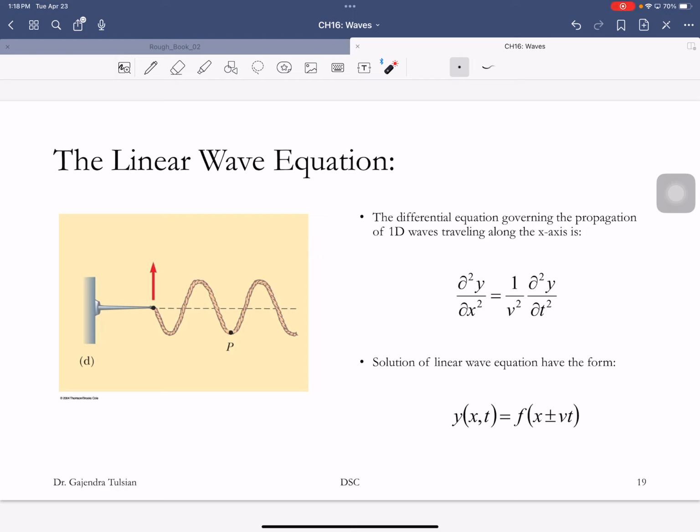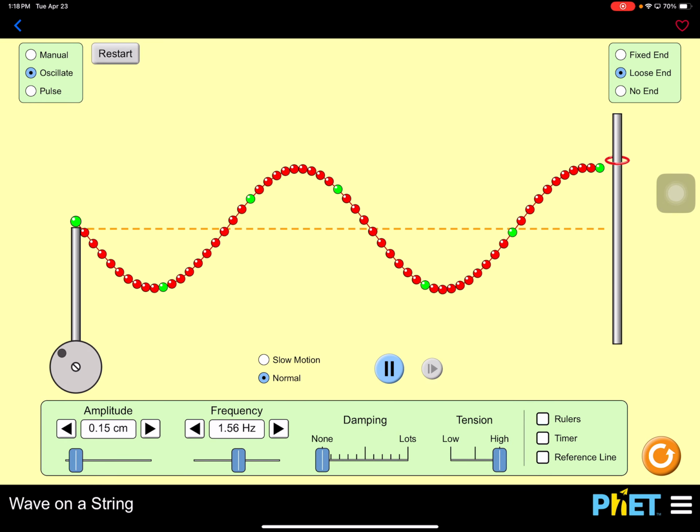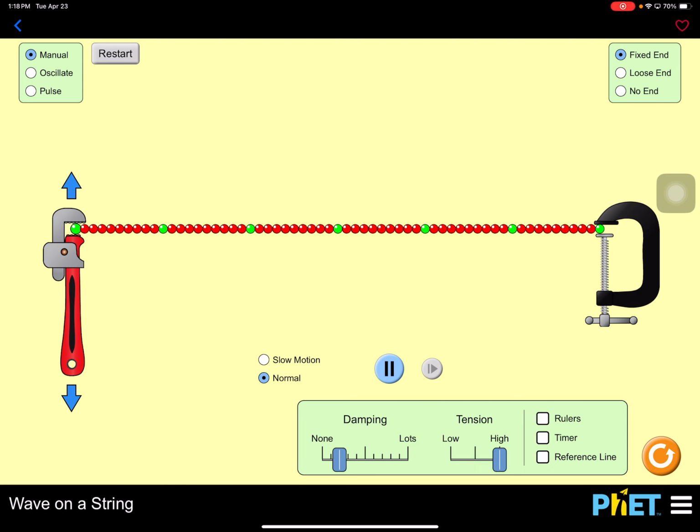Solutions of this differential equation have this form. There are waves traveling to the right or to the left, where v is the velocity of the wave. All right, so let me show you. And that equation was without damping, so we don't want to deal with damping yet.